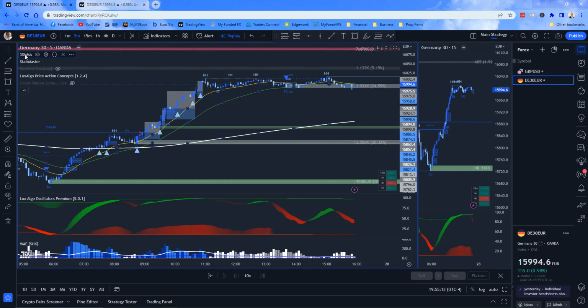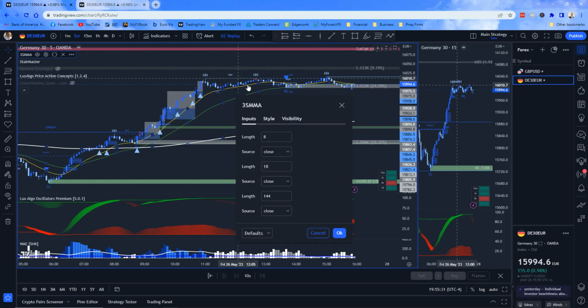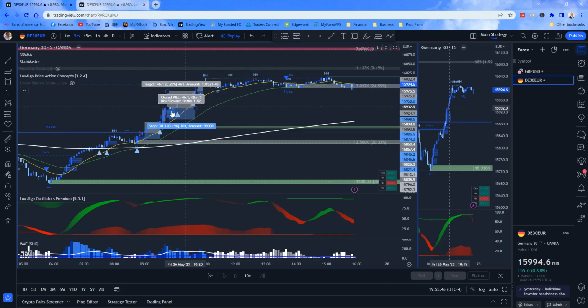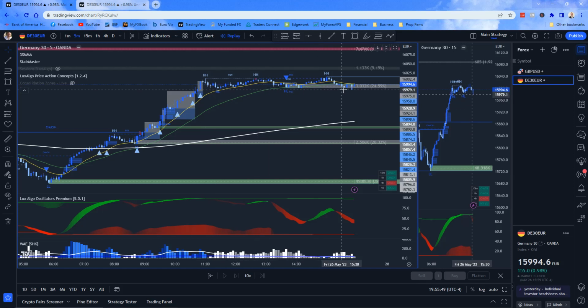I also use 3 smoothed moving averages. You can get that right on TradingView if you have the free version; use the 3 SMMA, because it counts as just one indicator. As far as the settings, I use the 8, 18, and 144. The 144 is the white line, which I use for directional bias. The 18 is the green line, and the 8 is the yellow line.